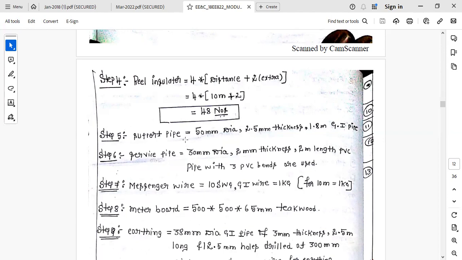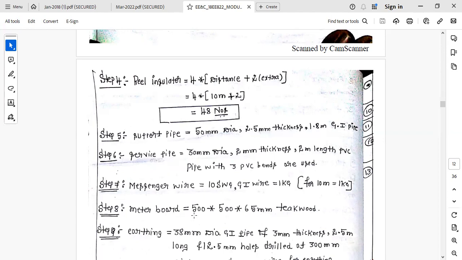Step number 5, support pipe. Support pipe same 50 mm dia, 2.5 mm thickness, 1.8 meter GI pipe. Service pipe 30 mm dia, 2 mm thickness, 2 meter length PVC pipe with the 3 PVC bends are used.